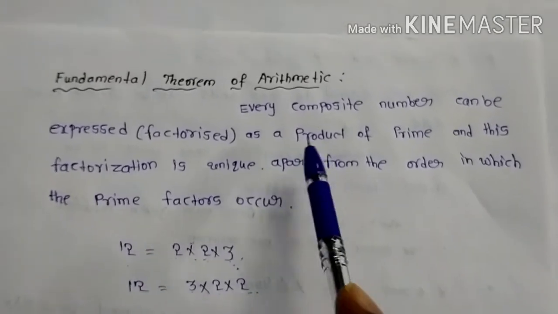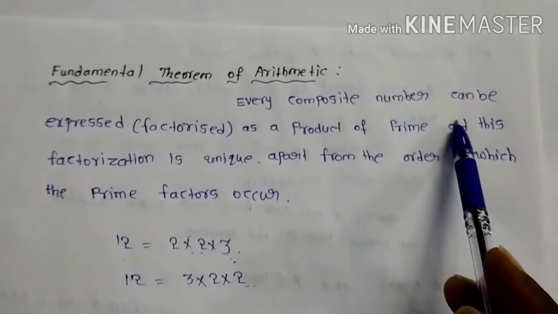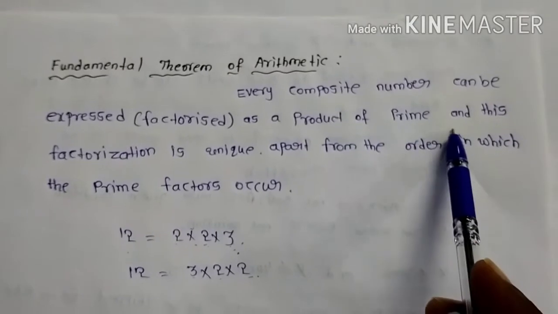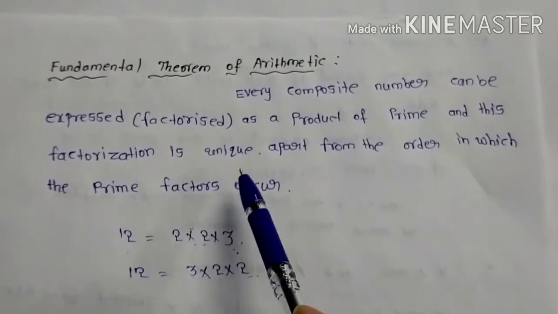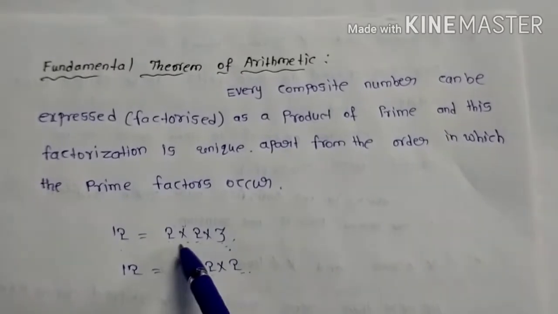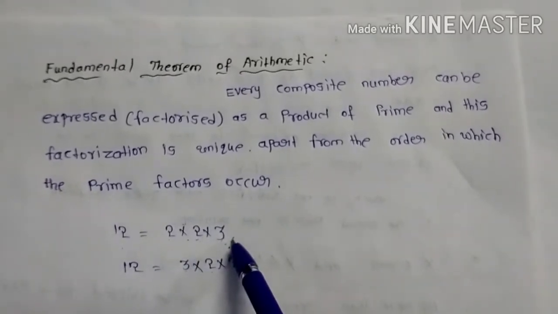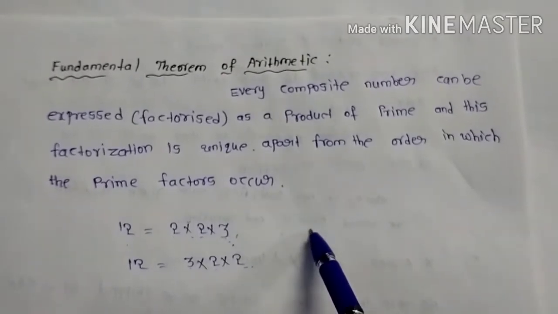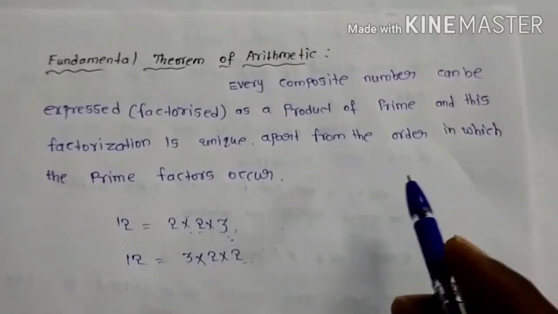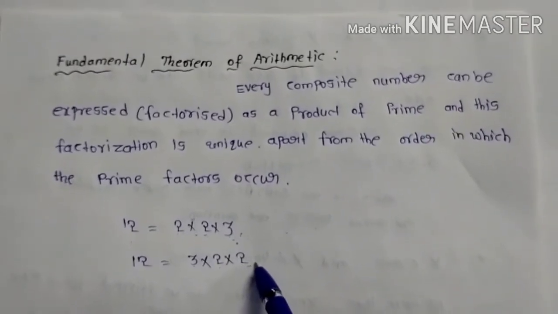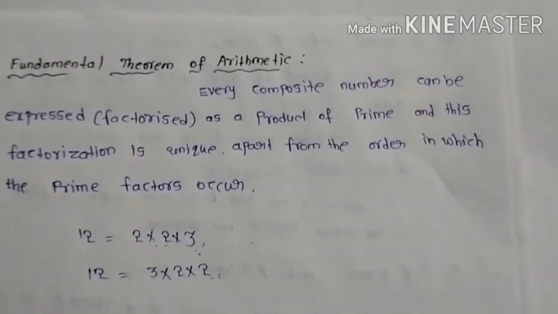So that is why every composite number can be expressed as a product of primes and its factorization is unique. Any time you do it, you will get 2, 2 and 3 only. You will not get others, either 5 or 7 or 11. You will not get other prime numbers. You will get these prime numbers only. These are unique. Now I will move to the exercise problem.